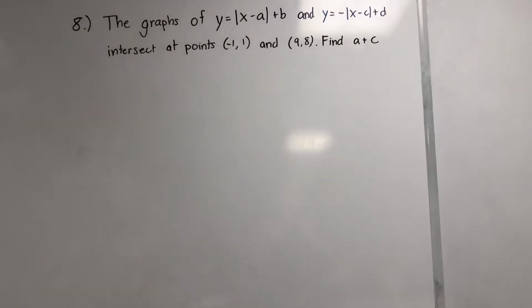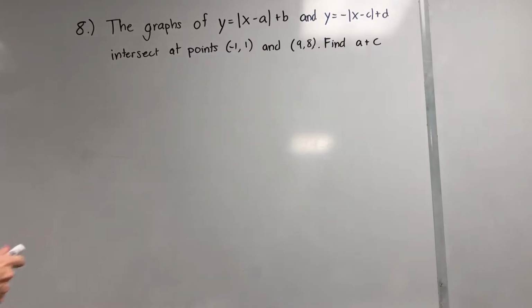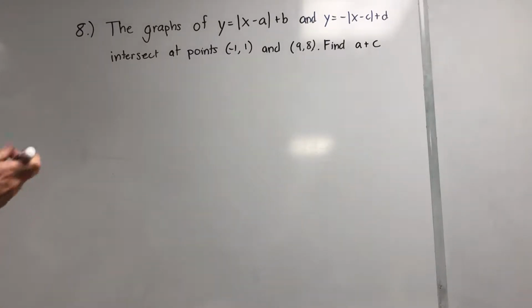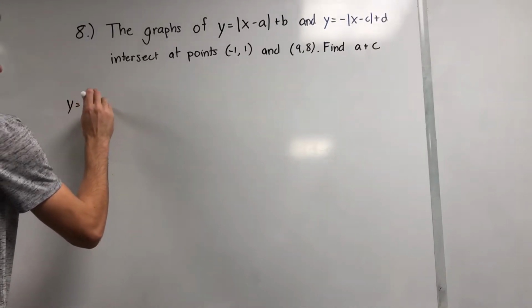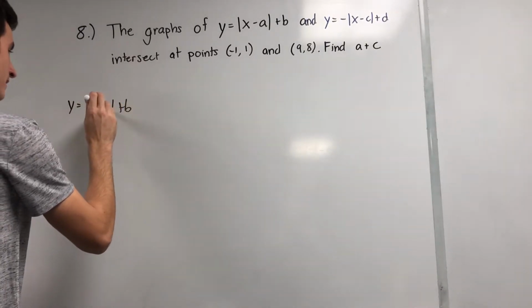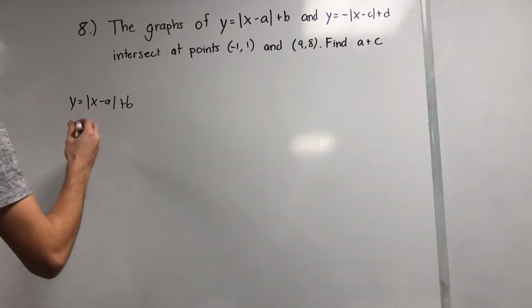Problem number 8, which says the graphs of these two functions intersect at the points (-1, 1) and (9, 8). Find a plus c. So if you look at the graph of y equals the absolute value of x minus a, plus b, that goes through both of those points.